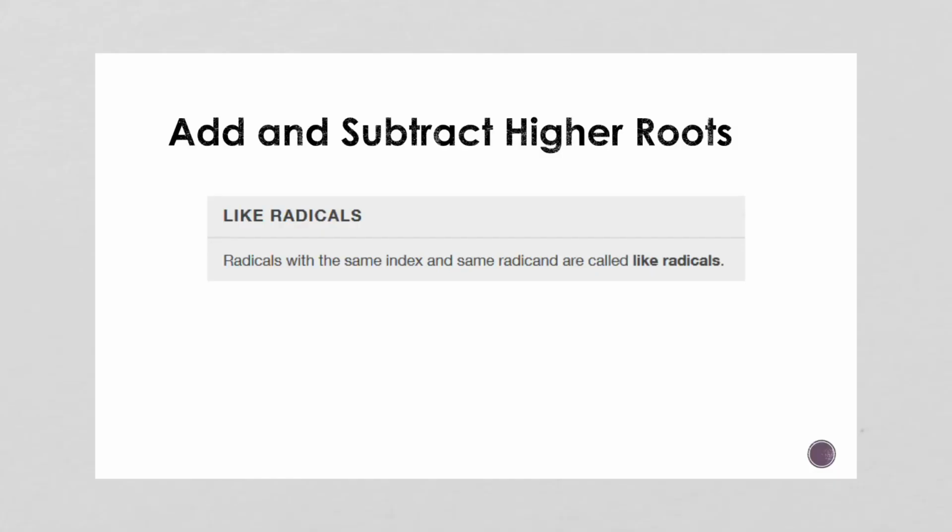All right, so whenever you add and subtract higher roots, you will need to be very, very aware of whether you have like radicals or not, okay? And so you need to understand this right here. Radicals with the same index, that's the number up above the radical sign, and same radicand, that's the number under the radical, are like radicals. And in order to add and subtract, you have to have like radicals.